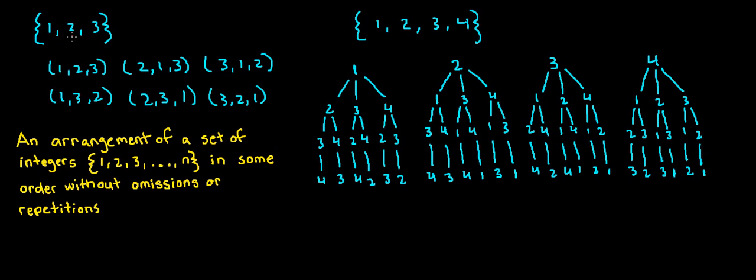1, 2, 3, a permutation can be 2, 1, 3, 3, 1, 2, 1, 3, 2, 2, 3, 1, 3, 2, 1. These are all the exact same numbers, just rearranged. None of them are omitted and none of them are repeated.